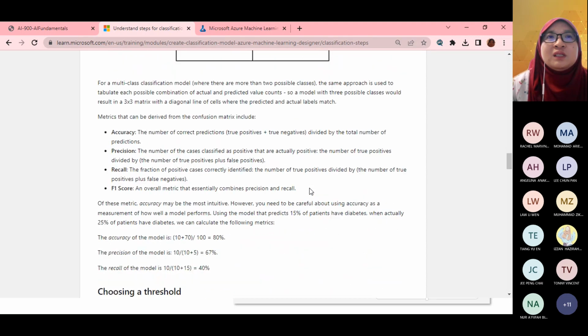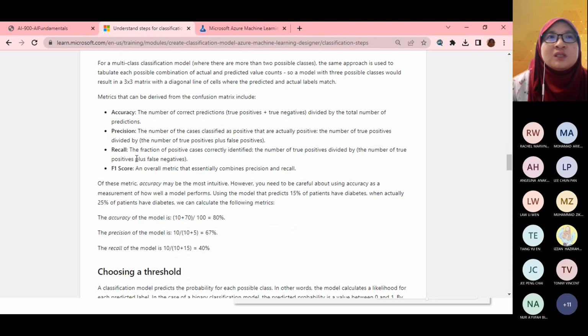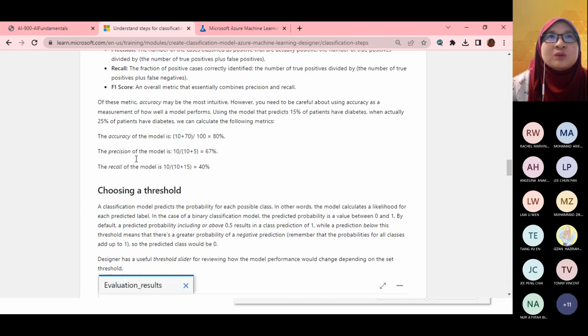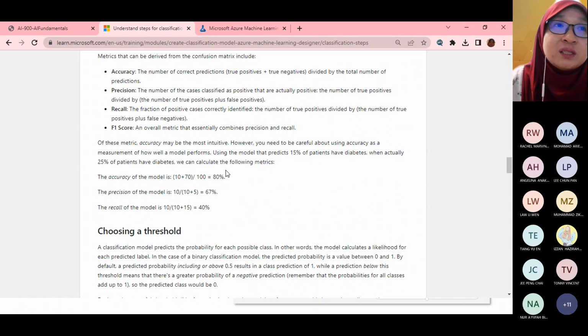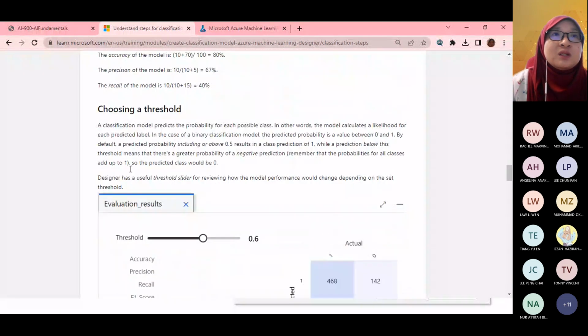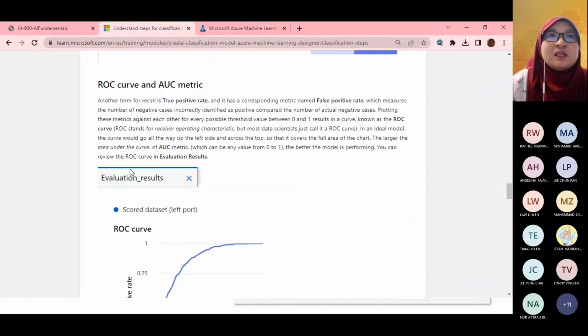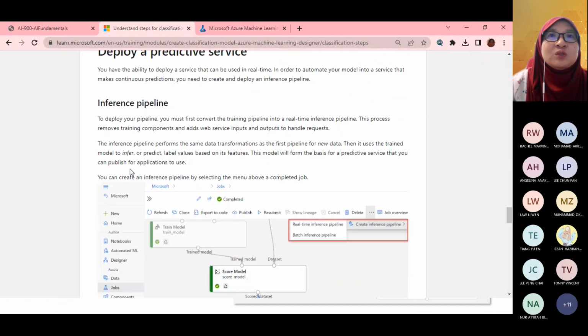So these are examples: accuracy, precision, recall. So these are how you validate your data. Accuracy, precision, as well as recall. Okay, everything is here. So you can go through it.